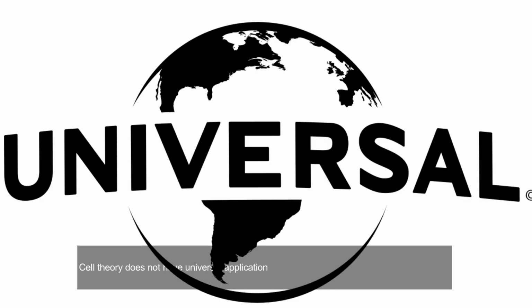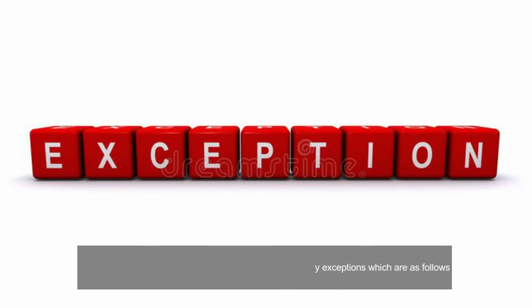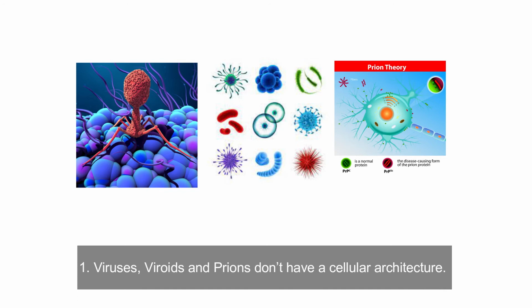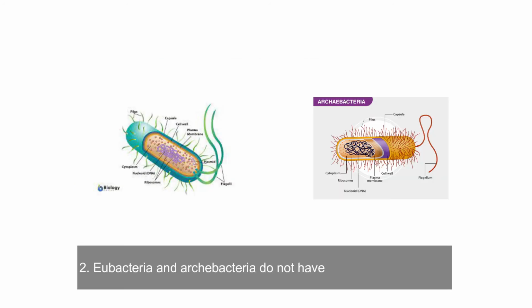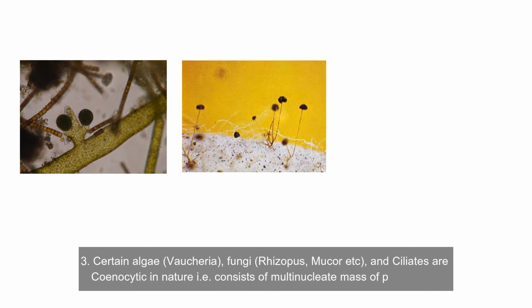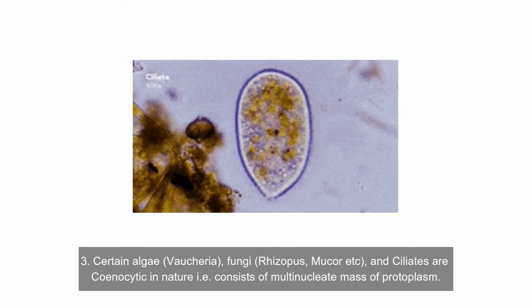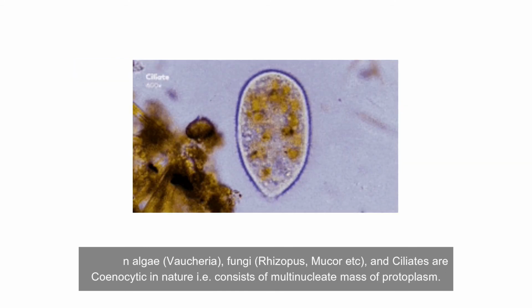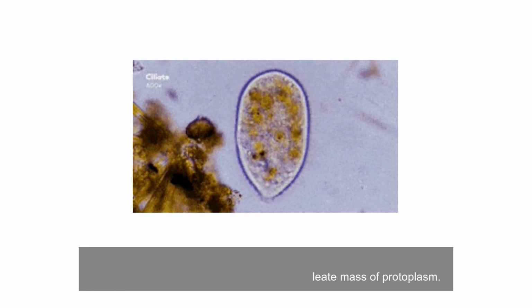Exceptions to cell theory. Cell theory does not have a universal application. It has many exceptions, which are as follows. Viruses, viroids, and prions don't have a cellular architecture. Eubacteria and archaebacteria do not have an organized nucleus. Certain algae, Vaucheria, fungi, Rhizopus, Mucor, etc. and ciliates are coenocytic, that is, consist of a multinucleate mass of protoplasm.